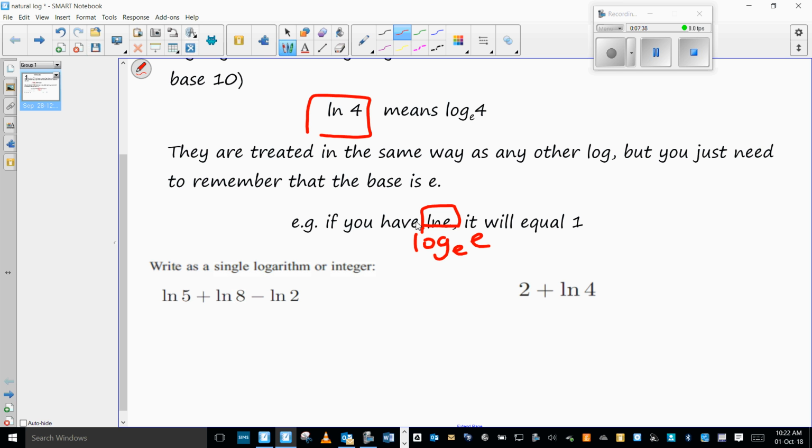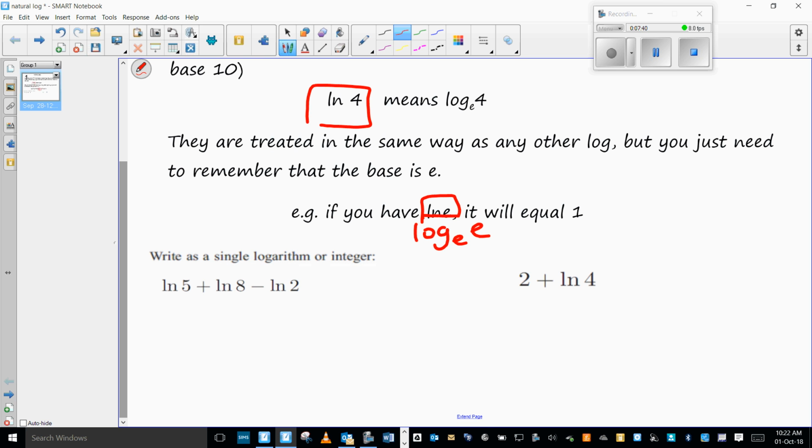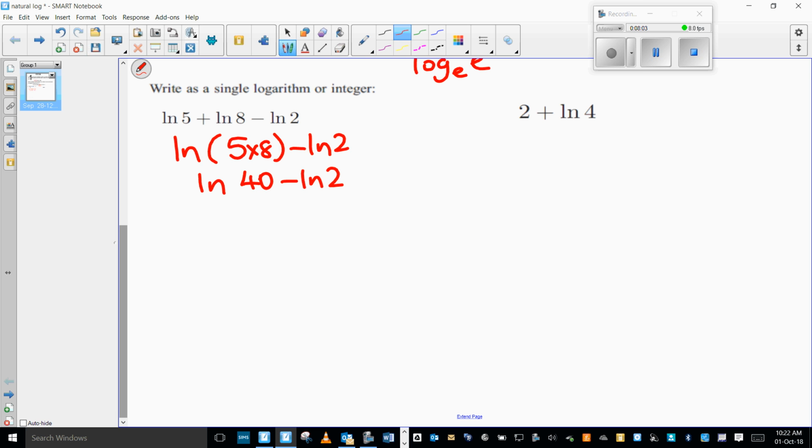So, a couple of questions. Write as a single logarithm or integer. So when we're adding log statements, what do we do? Multiply. So this is ln of 5 multiplied by 8. I'm doing it in 2 steps. So I've got ln of 40. And then if I'm subtracting logs, it was ln of 40 over 2, which is ln 20.